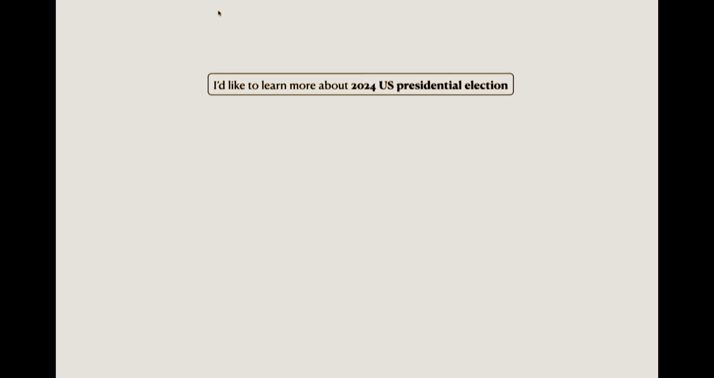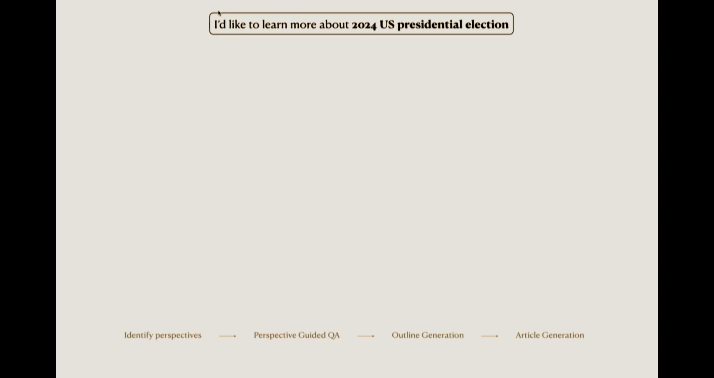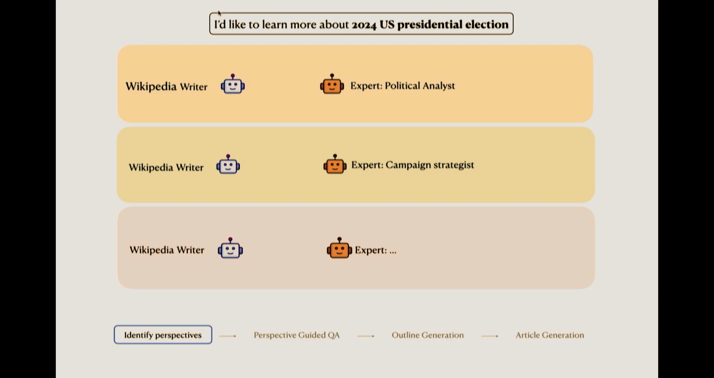Let's do an animation of how this whole process goes. You start with the topic of interest. Then you identify different perspectives of interest. For example, in the US presidential election, you might be interested to talk to experts in different domains, like political analysts, campaign strategists, etc.